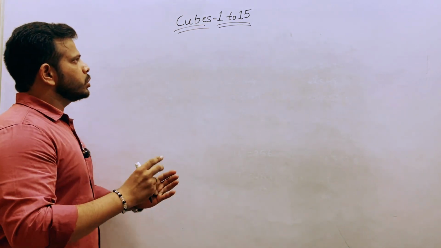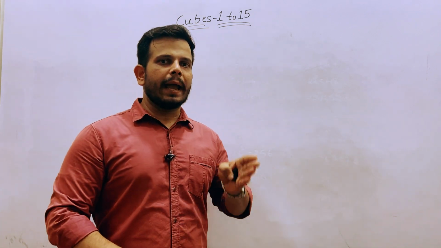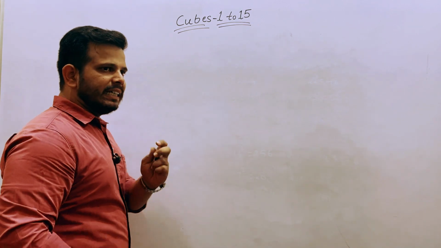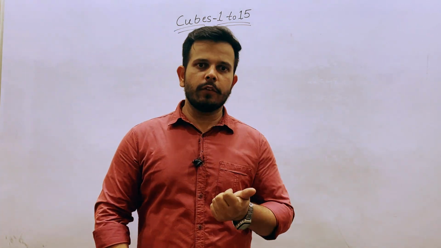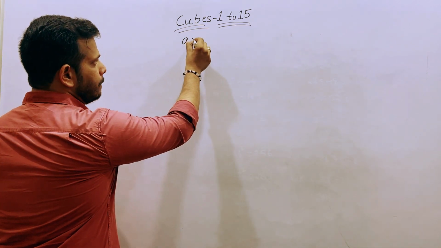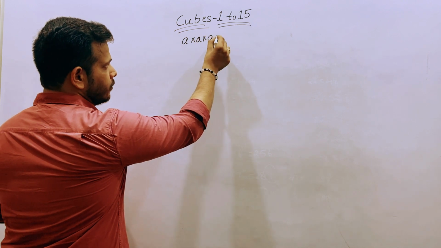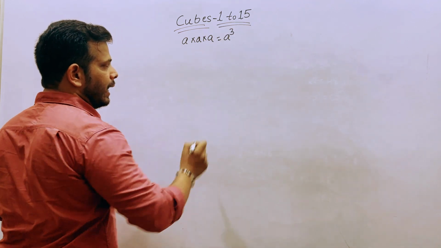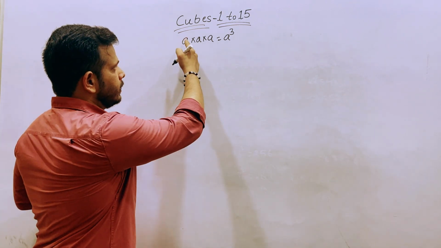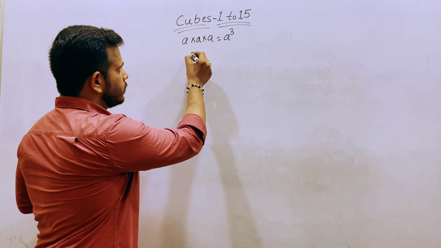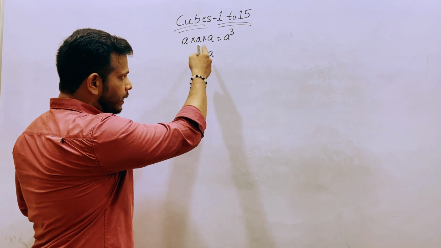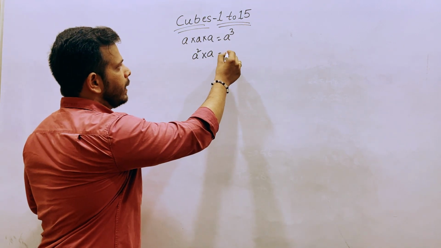Before starting this 1 to 15 cubes, I will tell you what is a cube. A cube means multiplying a number itself 3 times. Let me take a number a. I am multiplying it 3 times with itself. It will result in a cube. It means you are adding a, a times, it will become a square. Again you are adding a square, a times, it will make a cube.